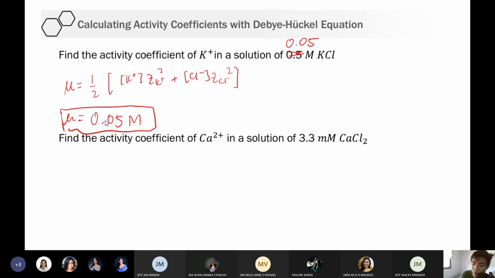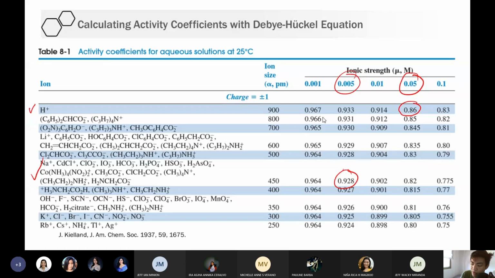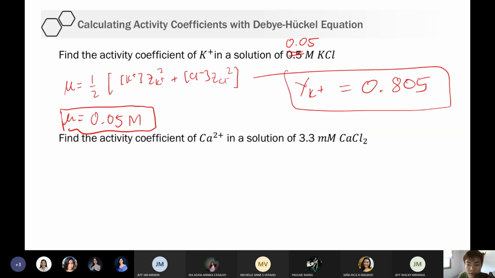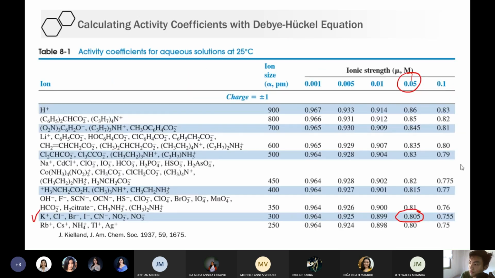Then since we already know the mu, let's look for the gamma of K plus using Kielland's table. So where is 0.05? This is the table for 0.05, and look for K plus. Here. So K plus is on this row, potassium. That means its gamma is 0.805. So that's our answer. Done. That's all there is to it.